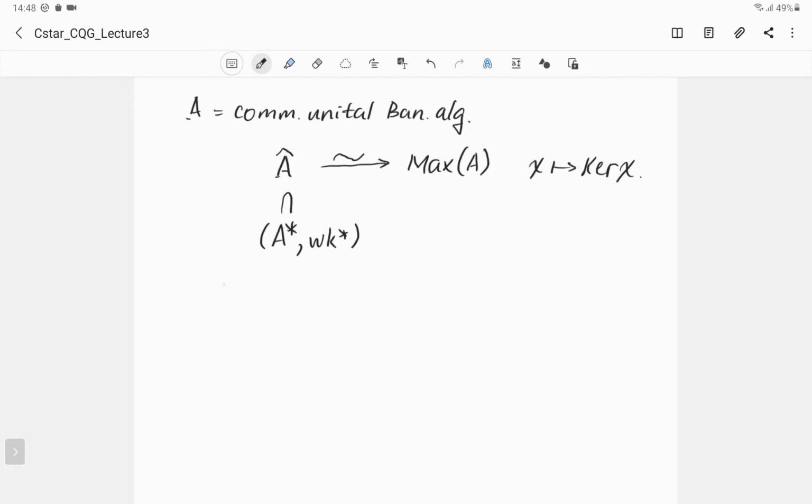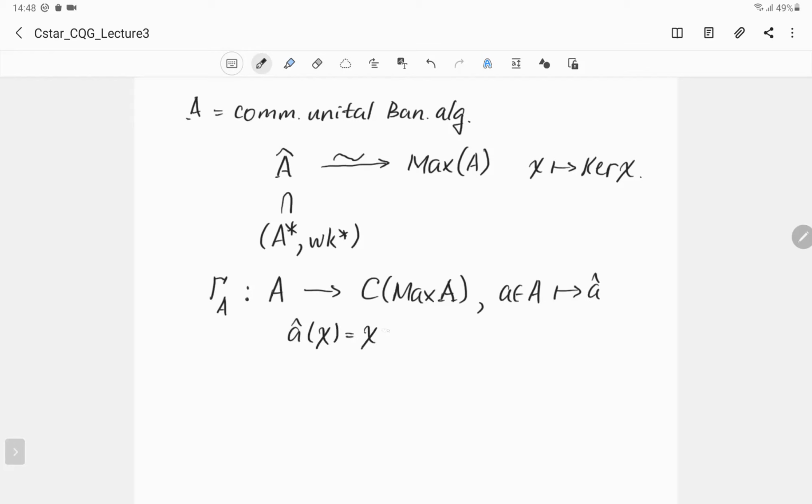Well, now the Gelfand transform of A is an algebra homomorphism from A to the algebra of continuous functions on the maximal spectrum. This homomorphism is defined as follows. It takes each element a of our algebra to the function a hat, which is called the Gelfand transform of our element. And a hat is given by the following simple formula: if kappa is a character of A, then by definition, a hat of kappa is given by this formula. So this is the Gelfand transform.